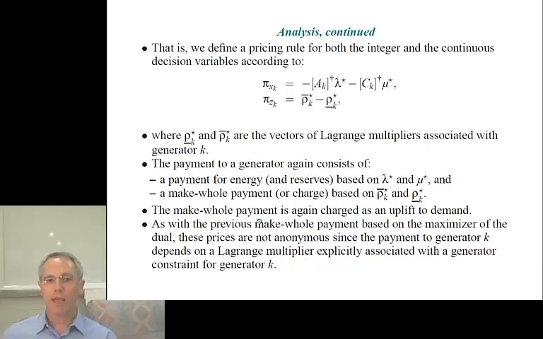The implication is that the payment to a generator is going to consist of a payment for energy and for reserves potentially based on lambda star and mu star, and a make-whole payment, or perhaps a charge, based on rho overline k star and rho underline k star. This make-whole payment is again going to be charged as an uplift to demand. And as with the previous make-whole payment based on the maximizer of the dual, this means that we will be making payments that are different for each generator. So the prices are not anonymous. The payment to generator k depends on a Lagrange multiplier, in this case, that's explicitly associated with a generator constraint for generator k.